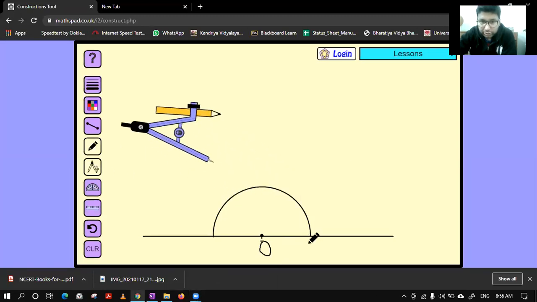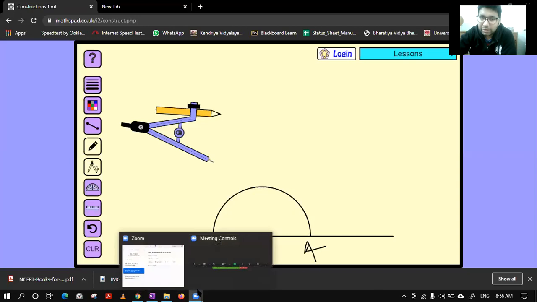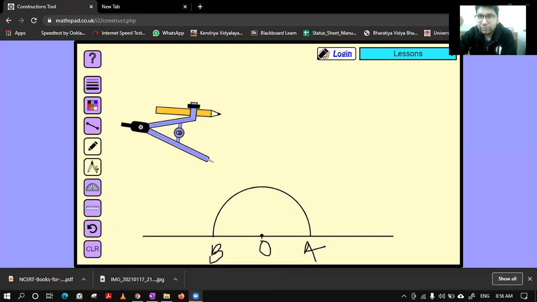Let me call this point A, and let me call this point B. Class, can we say this is the starting point? So this A is actually representing the angle 0°. Class, can we say this thing? That A is representing the angle 0° and B is representing the angle 180°. Can we say this thing?